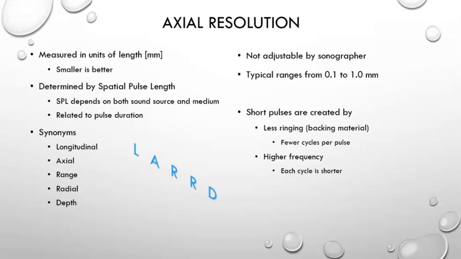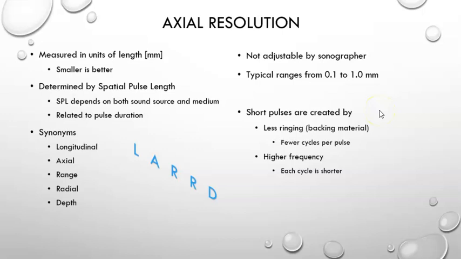So it comes to this mnemonic LARD that we can use to remember these different synonyms that come up. What is the range resolution? Well, it's the axial resolution, SPL over 2. It is not adjustable by the sonographer. It's set by the manufacturer. Typical ranges are 0.1 to 1 millimeter, though they can vary.